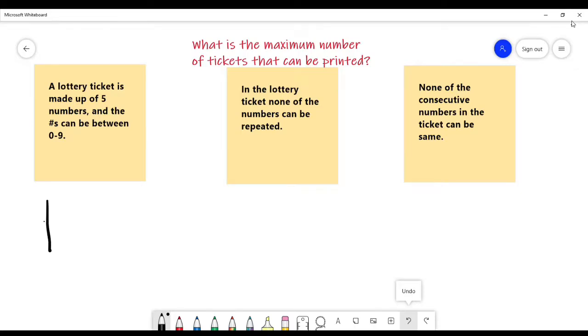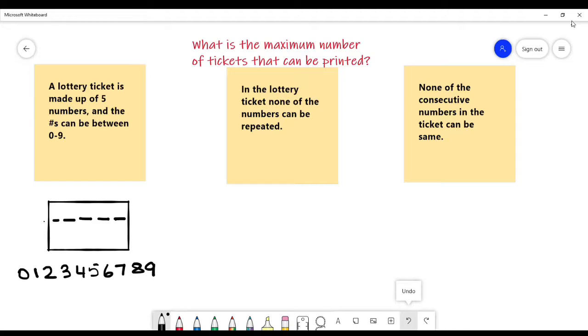So let's assume that we have our lottery ticket, and in this lottery ticket we have 1, 2, 3, 4, and 5 numbers that we need to have. Now these numbers can be anything from 0, 1, 2, 3, 4, 5, 6, 7, 8, and 9. When I go to the first digit, I have an option of picking any one of these numbers. I have 1, 2, 3, 4, 5, 6, 7, 8, 9, 10 options. That means for the first digit I have 10 choices.